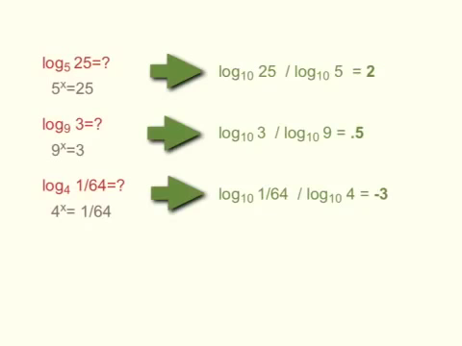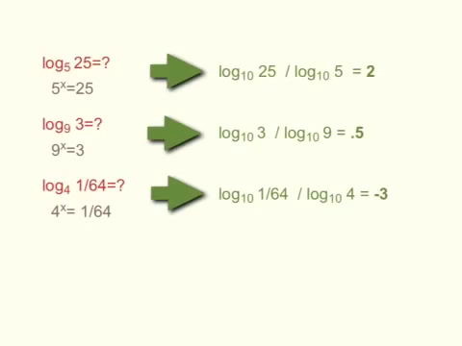And the last example, log base 4 of 1 over 64. What does that equal to? What would I raise 4 to get 1 over 64? And if you remember, if we have a negative exponent, we're going to end up moving it to the bottom and making it positive. So the log base 10 of 1 over 64 divided by the log base 10 of 4 equals negative 3.